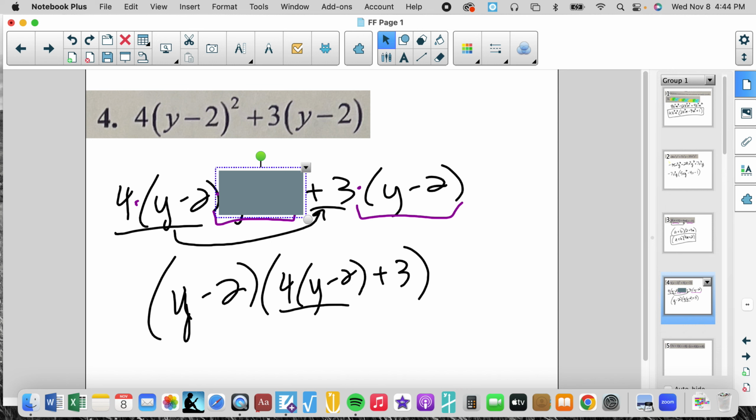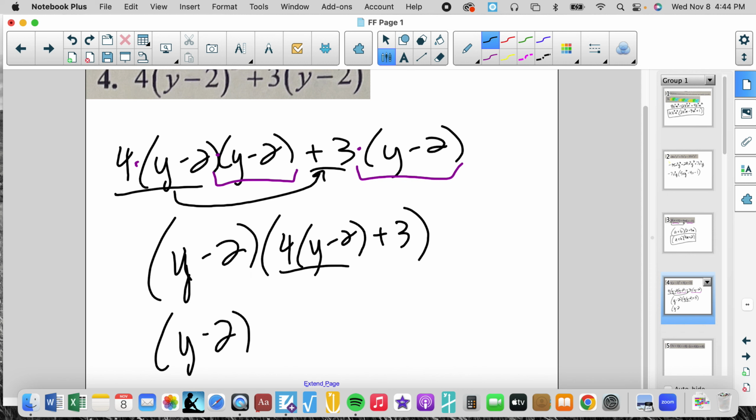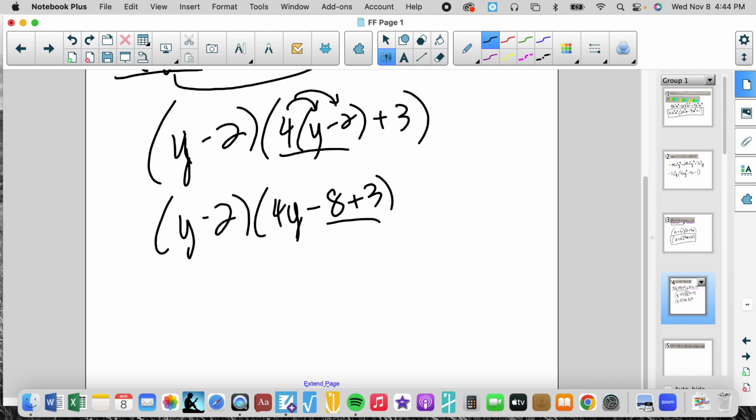That's the thing that he was talking about: you're not done here. We can distribute that 4 into the y minus 2, and we get 4y minus 8 plus 3. And then these are like terms, so we get 4y minus 5. So that would be my answer. Okay.